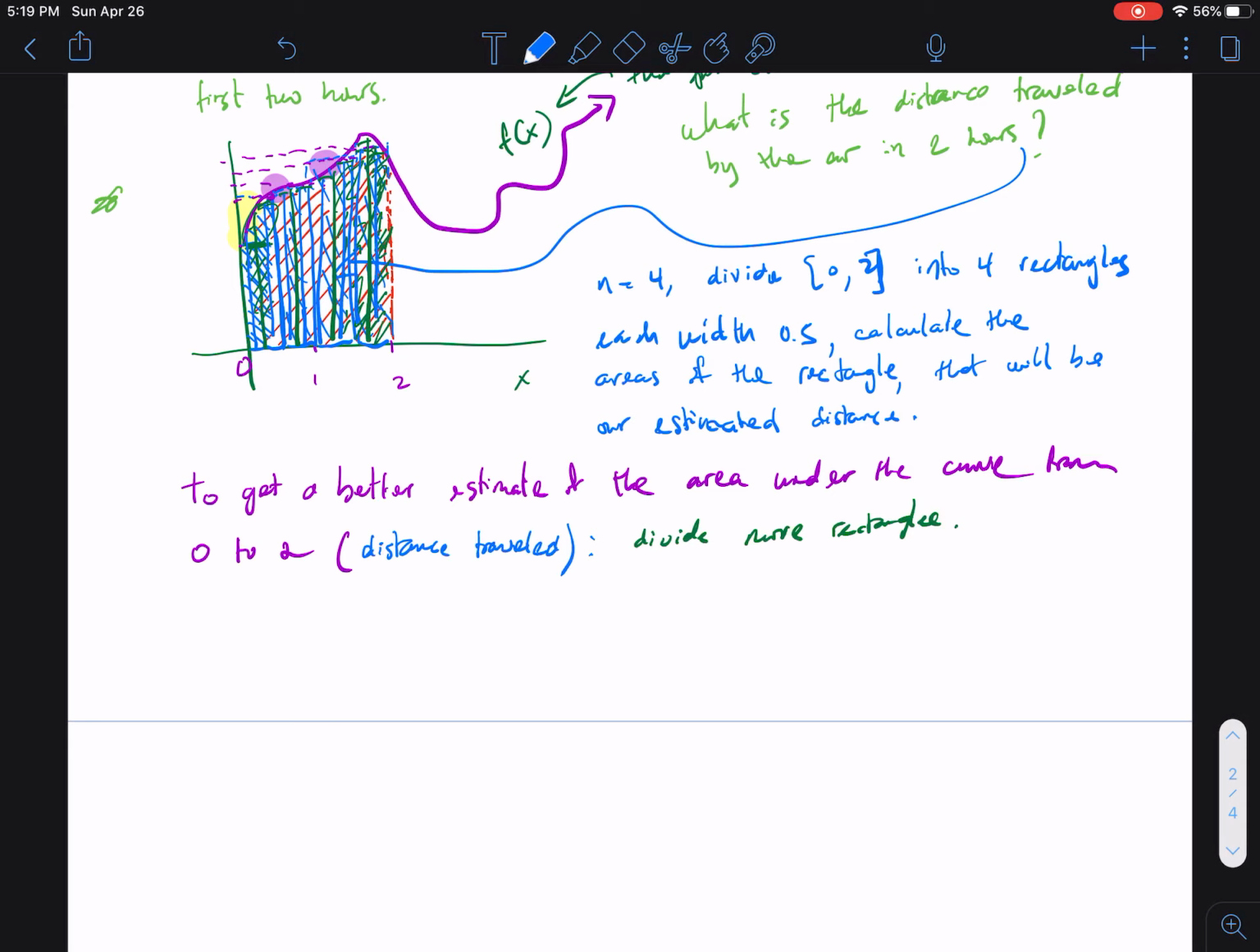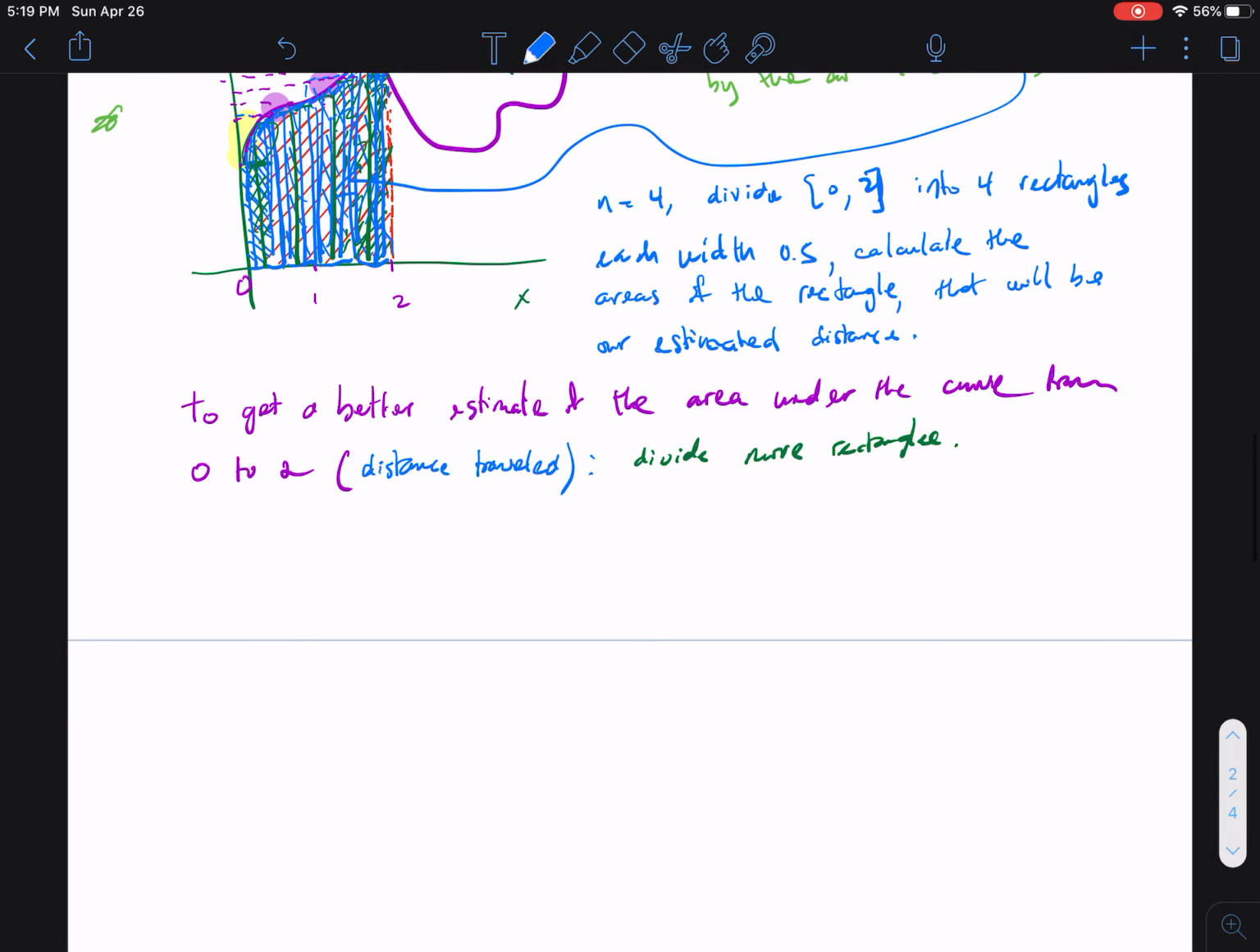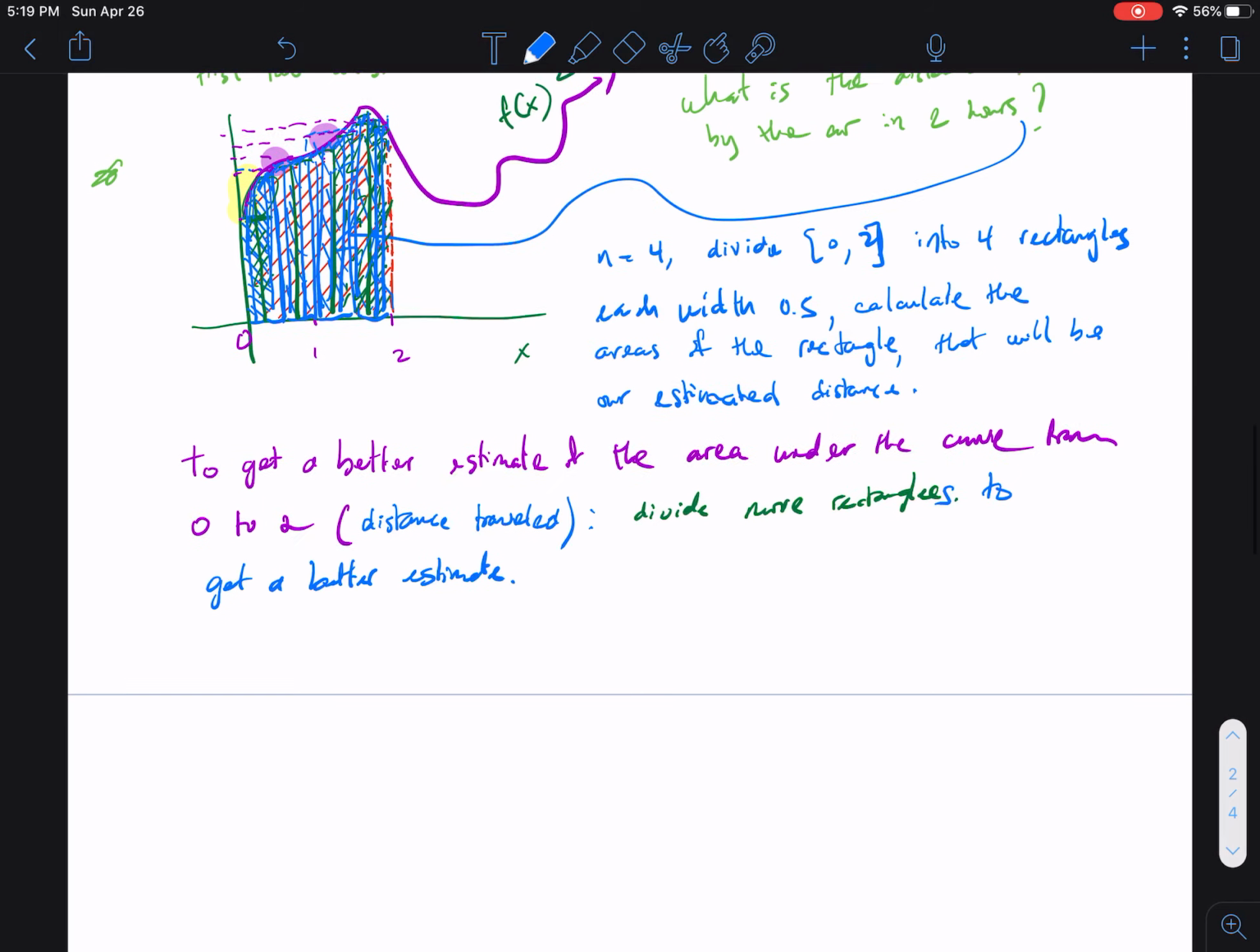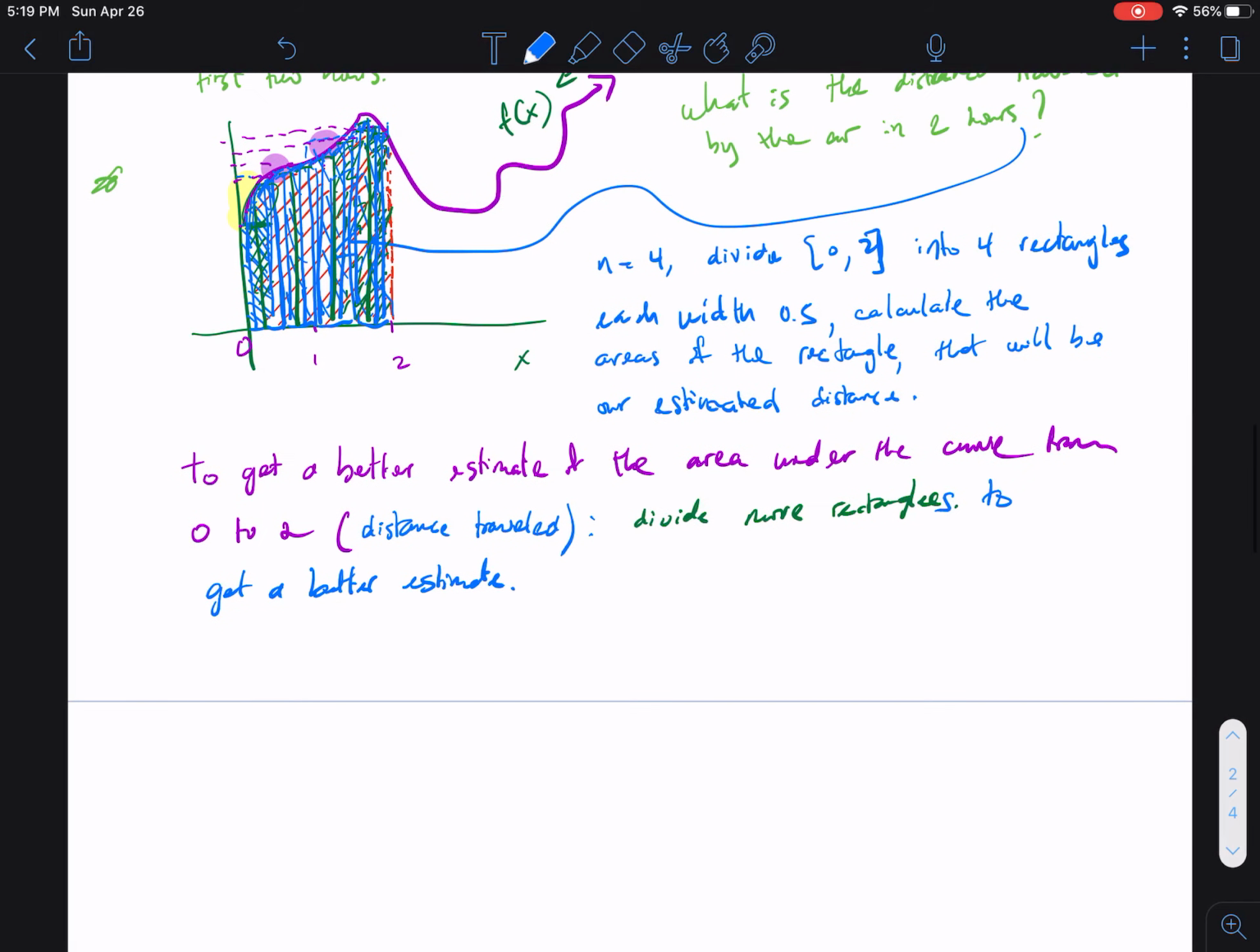Okay, so the smaller or skinnier the rectangles, the more likely we get more precise underneath the curve and calculate the exact area of the curve. Divide into more rectangles to get a better estimate. Now the question is, how do we represent this mathematically? How do we write this so that it makes sense?